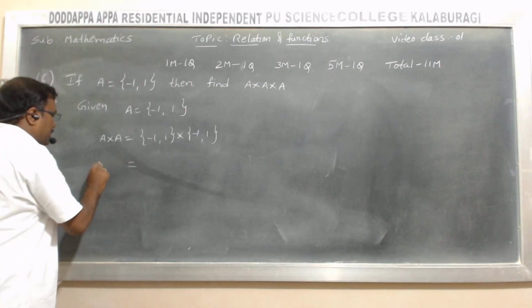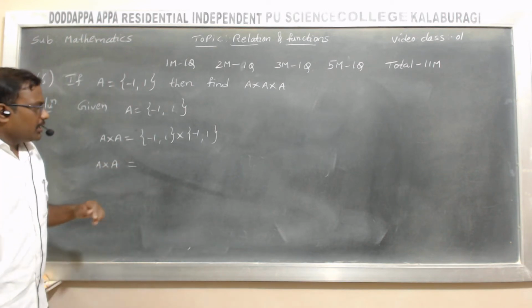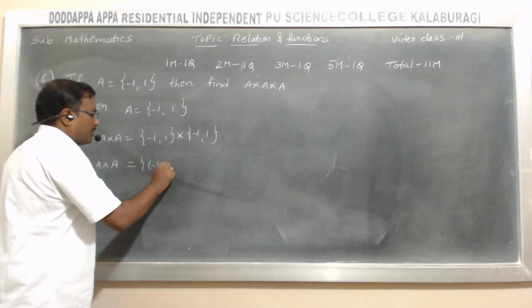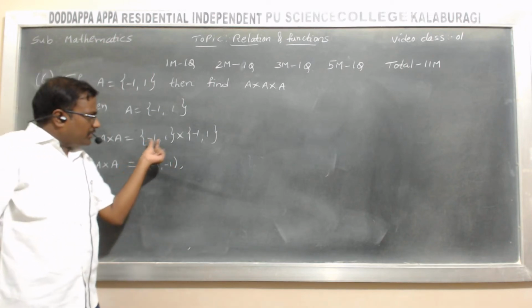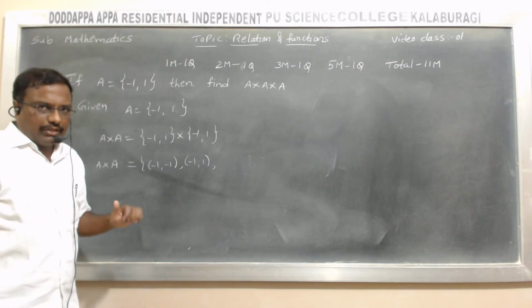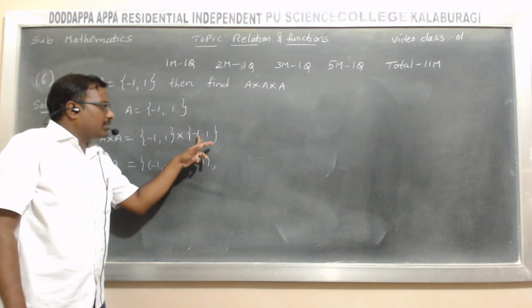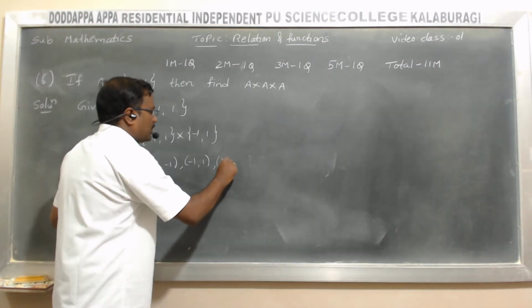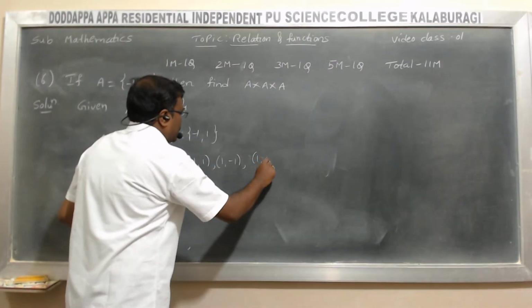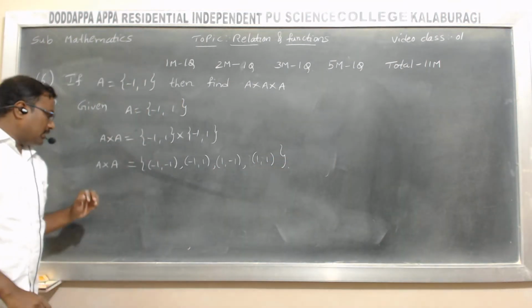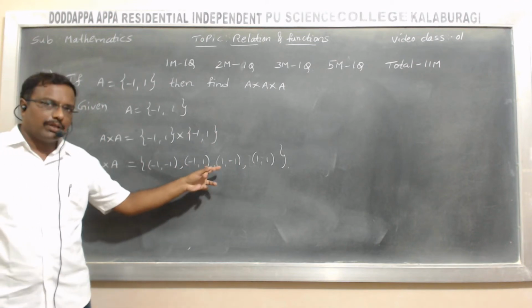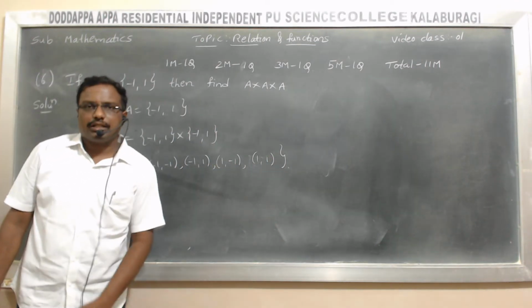As usual method, by using Cartesian product, first element is related to first element, that is (minus 1, minus 1). First element related to second element, that is (minus 1, 1). Similarly, second element related to first element, that is (1, minus 1). Second element is related to second element, that is (1, 1). So we get A cross A is equal to what? (Minus 1, minus 1), (minus 1, 1), (1, minus 1), (1, 1).